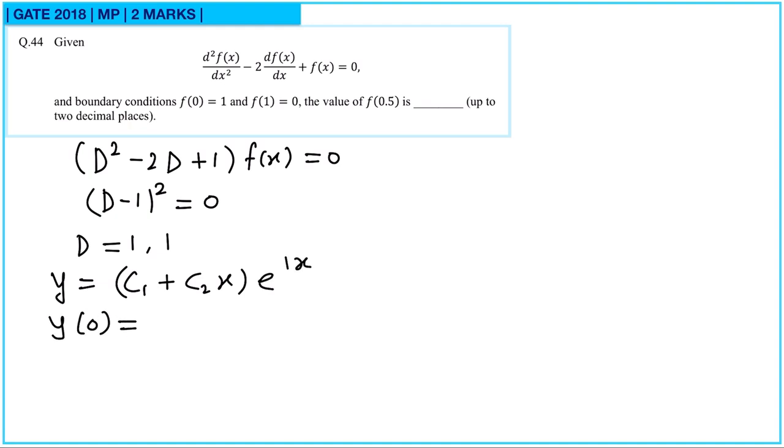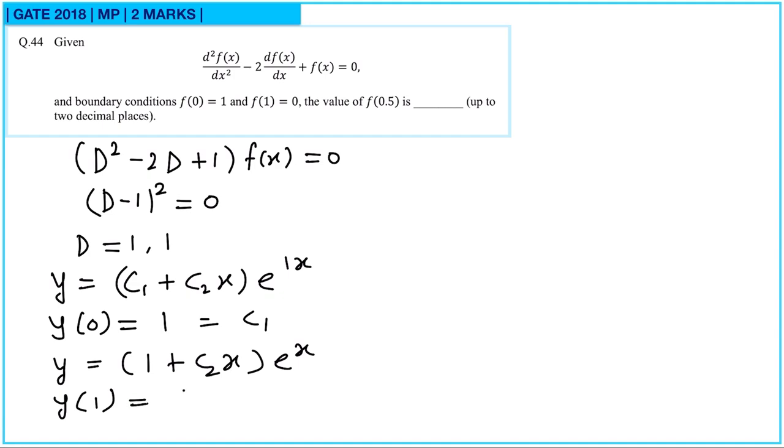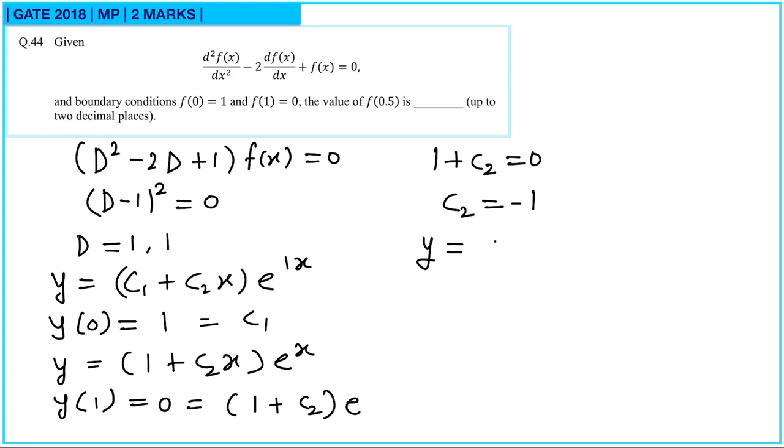Now here it is given that y of 0 is 1. So this will be simply c1. So c1 is equal to 1. So y function will be 1 plus c2x into e raised to x. Now y of 1 is equal to 0. So that means 1 plus c2e is equal to 0. So that means 1 plus c2 is equal to 0. That means c2 is equal to minus 1. So y function will be 1 minus x into e raised to x.